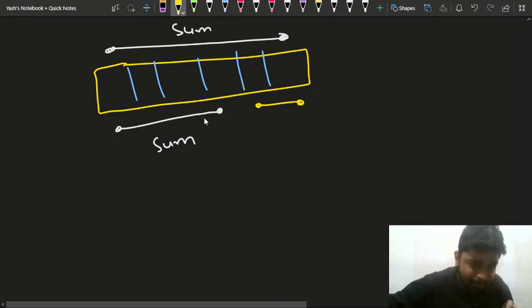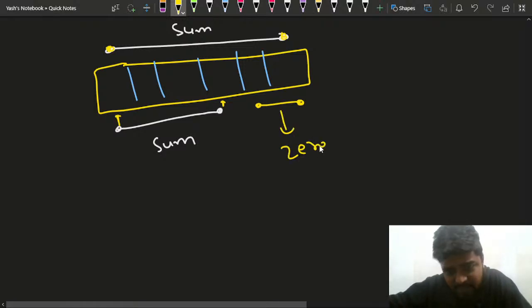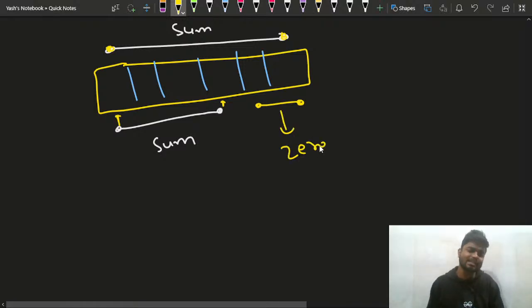If the sum from this particular element till this particular element is sum, and the sum of the array till this index is also sum, what is the sum of this part? Can I say that the sum of this part is nothing but 0? The sum of this subarray is 0. Can I say this? Please give me a +1 in the chat if this much part is also clear to you guys.